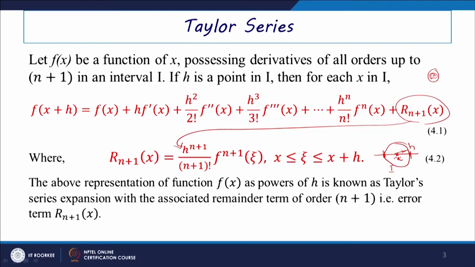So the above expression of the function f of x in the form of Taylor series is known as the expansion in powers of h, and it is specially called the Taylor series expansion with the associated remainder term of order n plus 1. Especially, this remainder term is called the error term for this Taylor series expansion.